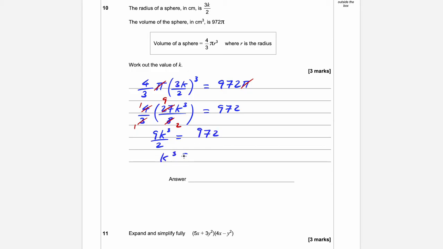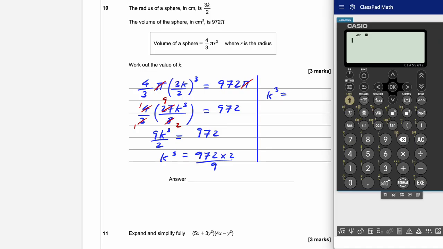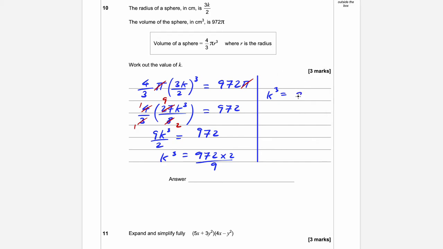K cubed equals 972 times 2 divided by 9. I'm going to go over here, guys, because as always, I don't have enough space. So k cubed equals, let's do this, 972 times 2 divided by 9, 216. And I know the cube root of 216, guys. You can use your calculator if you want, but the cube root of 216 is 6. So answer, k equals 6.